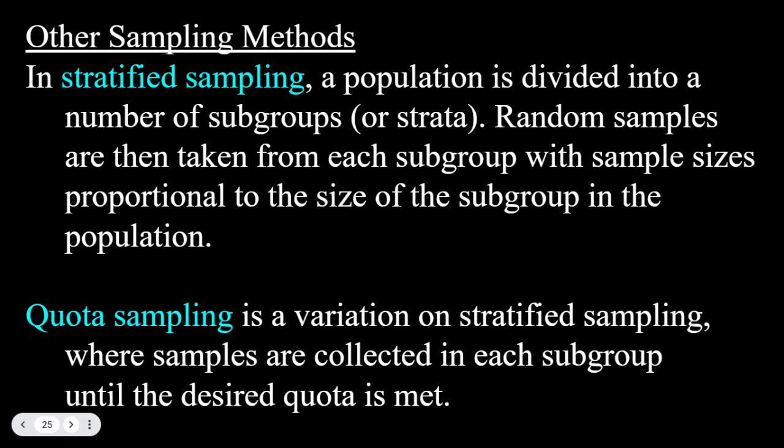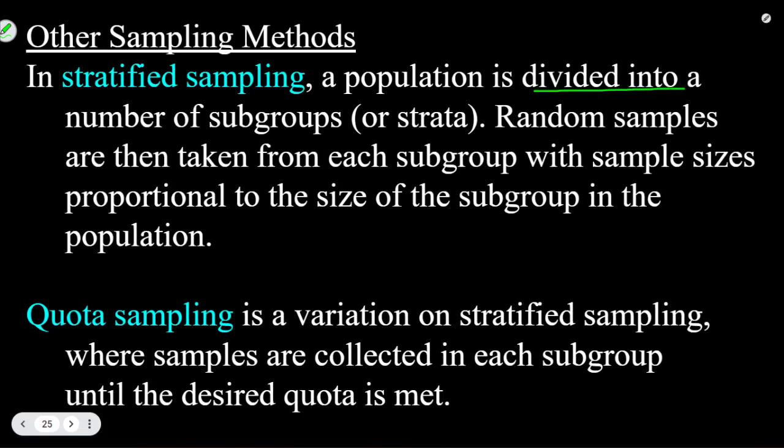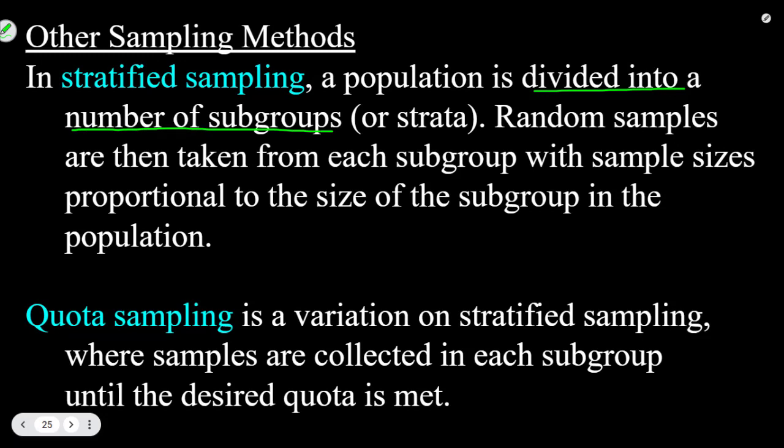A stratified sampling has a couple of characteristics that we want to focus in on. The population is divided into a number of subgroups, which are called strata. And then random samples are taken from each subgroup with sample sizes proportional to the size of the subgroup in the population. So the key here is you're dividing your population into groups, and then you are doing random samples from each group. So every group is represented.